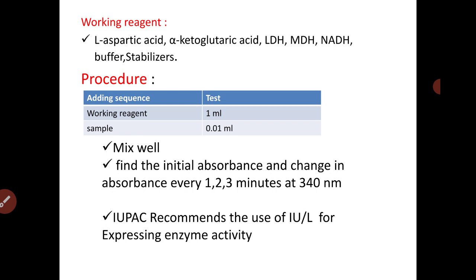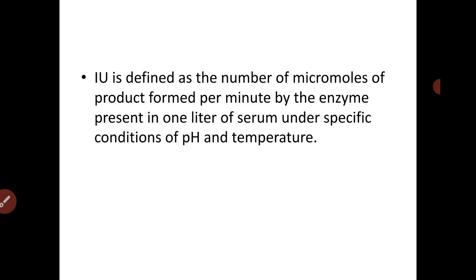IUPAC, that is International Union of Pure and Applied Chemistry, recommends the use of international units per liter for expressing enzyme activity. So an international unit is the number of micromoles of product formed per minute by the enzyme present in 1 liter of the serum under specific pH and temperature. I'll repeat it again. International unit is defined as the number of micromoles of product formed per minute by the enzyme present in 1 liter of the serum under specific pH and temperature.